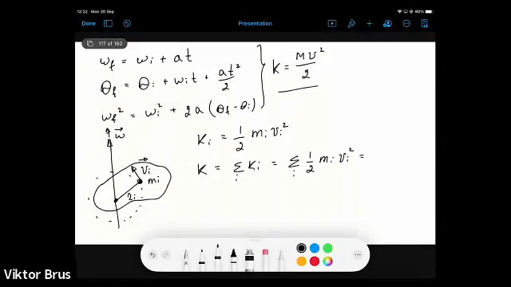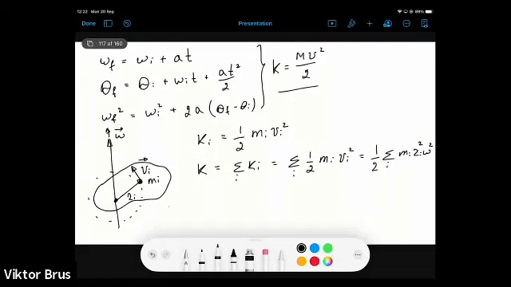So in this case, we can write the following. Let's put this 1/2 in front of the sum. And here will be Mi times Ri squared times omega squared. So omega is the single parameter for all points.